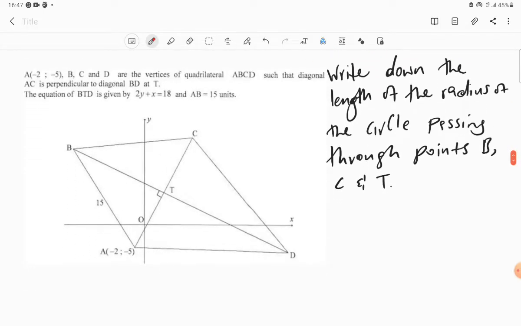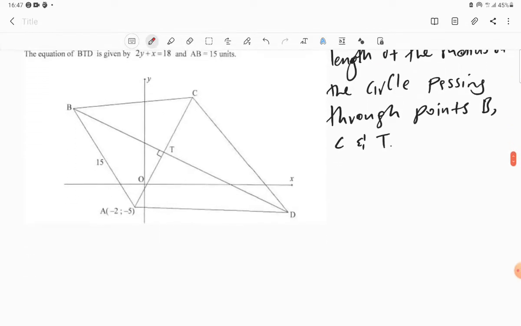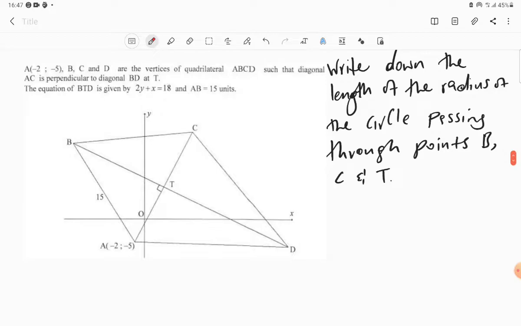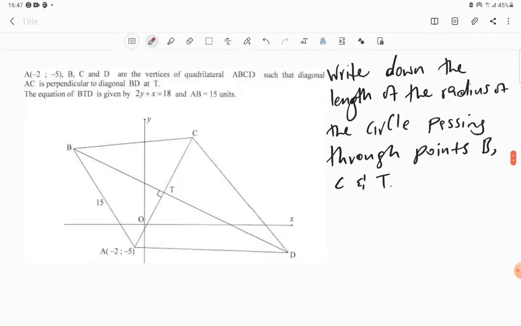Now moving to the next one, which is probably the last one in this diagram. We have a situation. The situation is to write down the length of the radius of the circle passing through the points B, C, and T. This circle passes through B, C, and T.